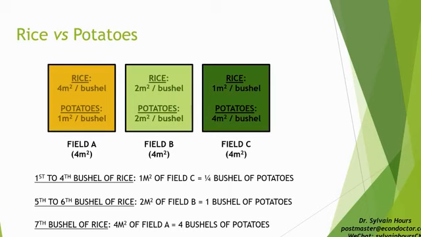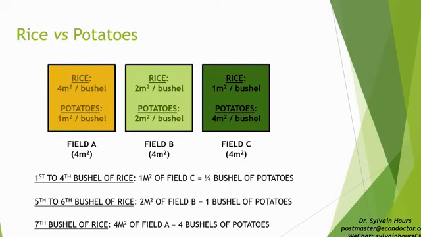Field B is better at producing rice. You only need 2 square meters of the field, so half the field, to produce one bushel. And field C is very good at producing rice because you only need 1/4 of your field to produce each bushel of rice. And for potatoes, it's the opposite. Field C is not good at producing potatoes. You would need the entire field just to produce one bushel.